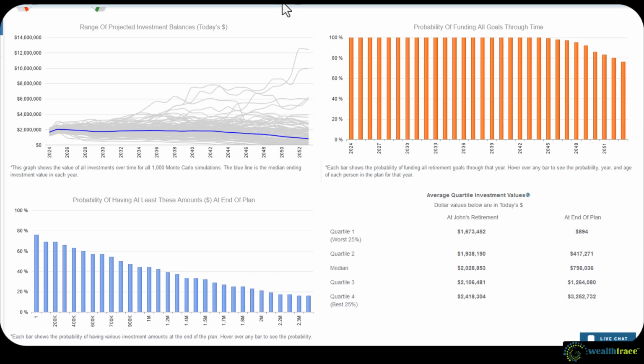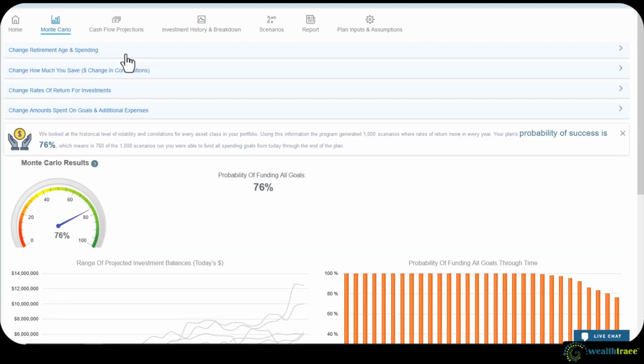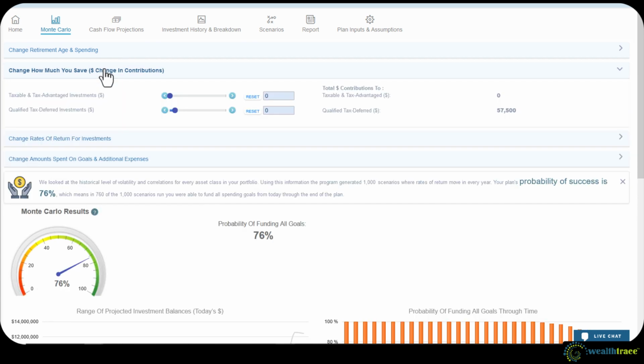Just like on the home screen, the Monte Carlo screen has sliders. You can easily use these to generate quick scenarios to see how certain changes impact your overall Monte Carlo results.